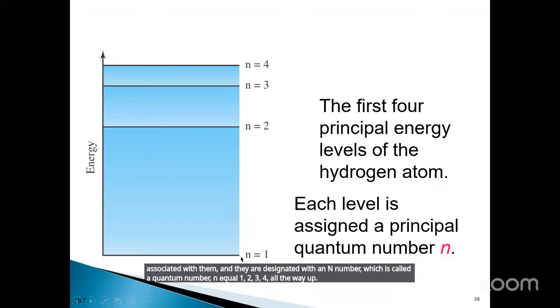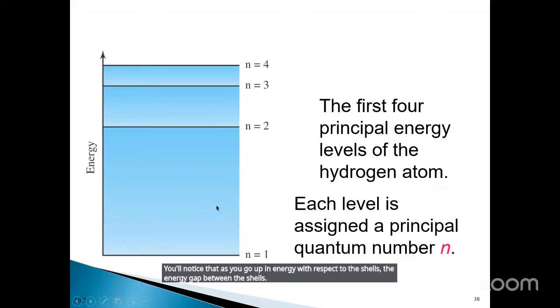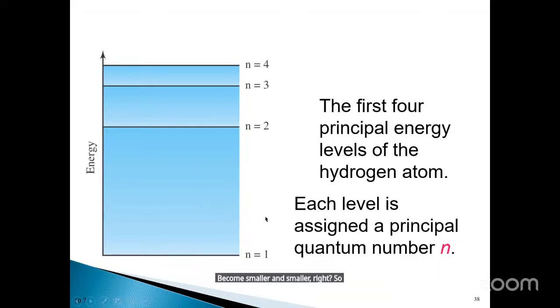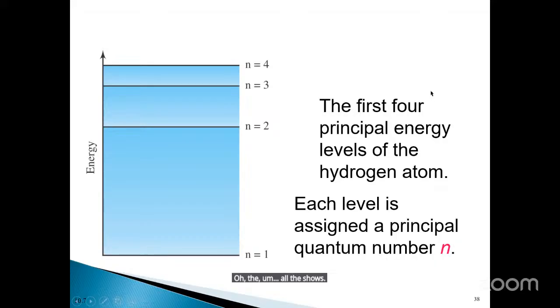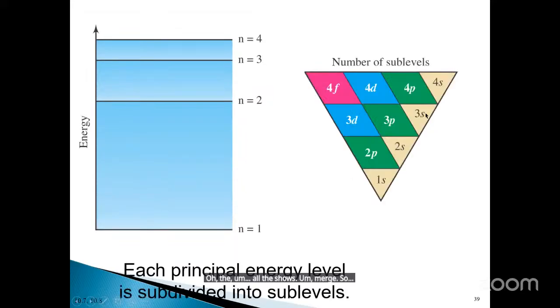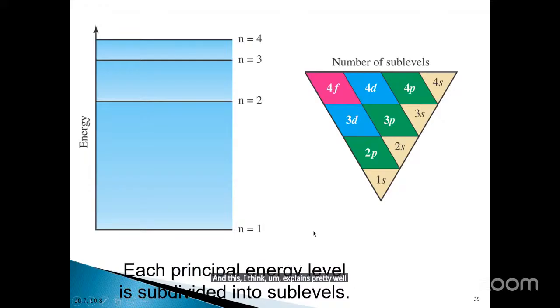And you'll notice that as you go up in energy with respect to the shells, the energy gap between the shells becomes smaller and smaller, right? So the energy gap between n equal 2 and n equal 1 is that big. And then between n equal 3 and n equal 2, it's smaller. And between n equal 4 and n equal 3, that's even smaller. And that trend continues, right? Until infinity, where basically all the shells merge. So within each shell is where we have what we call the orbitals, right? And this, I think, explains pretty well the arrangement as far as the orbitals within the shells are concerned.